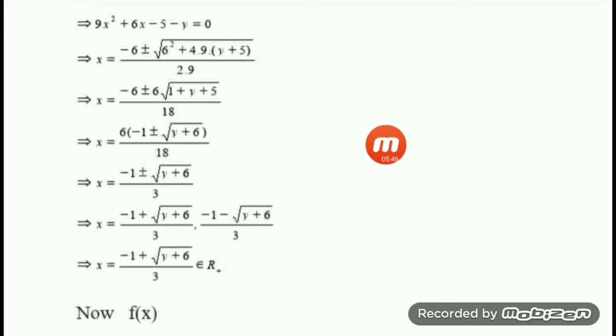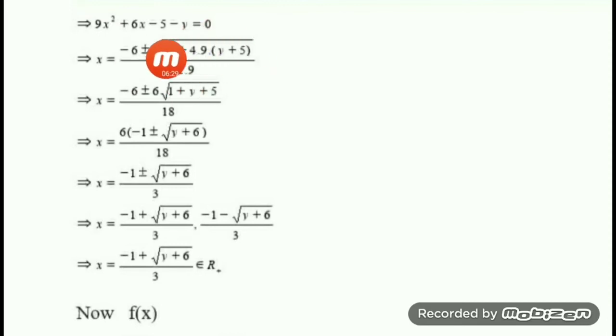Let us use that. Comparing, here we have a = 9, b = 6, the coefficient of x, and c is the constant term. Since we have to get the value of x, −5 − y will be your c. So your value of x will be: minus b, that is −6, ± root of 6² − 4ac, with a = 9 and c = −y − 5. Taking the minus sign common, we can make it positive, all over twice a. Hope you understand.